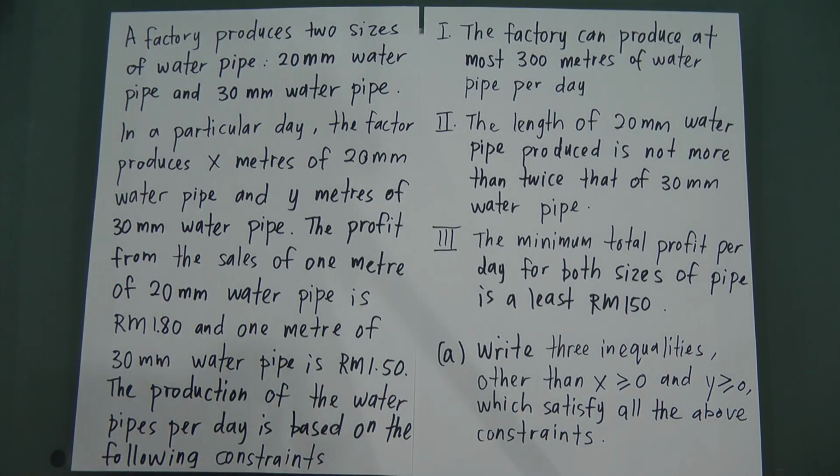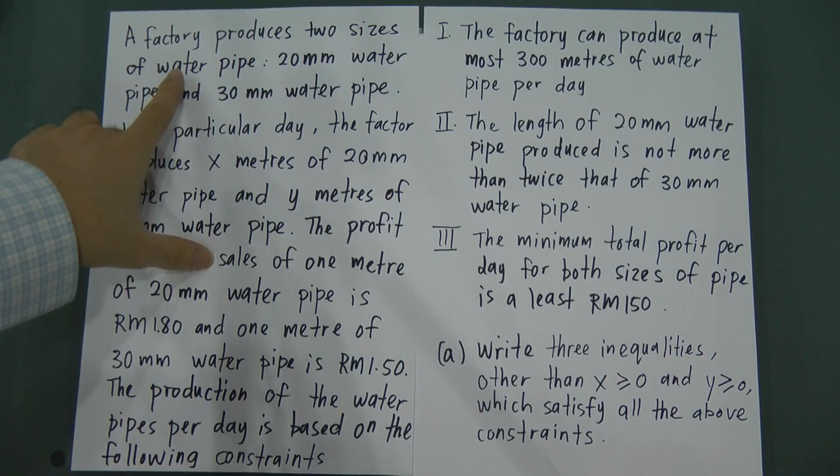Today I'm going to teach about linear programming, and this is the last chapter of Form 5 Mathematics. This is also a very important chapter because it comes out in Paper 2 for SPM, Section C, which is a 10 mark question in Paper 2. So first, let's have a quick look at the question.